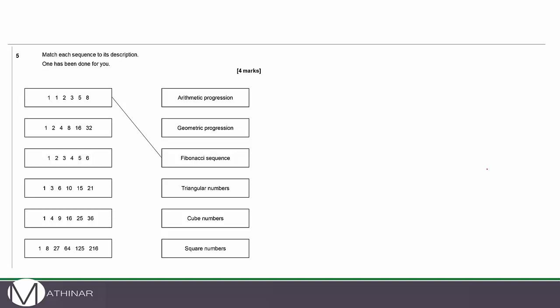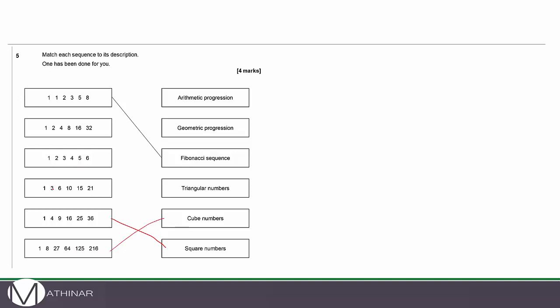Question 5. Match each sequence to its description. The first one has been done for you. So we've got a bunch of sequences on the left and a description on the right. So let's go through the ones that we can recognize easiest first. So I recognize this one, 1, 4, 9, 16, 25 and 36. Those are my square numbers. And just underneath we've got 1, 8, 27, 64, 125, 216. These happen to be the cube numbers.